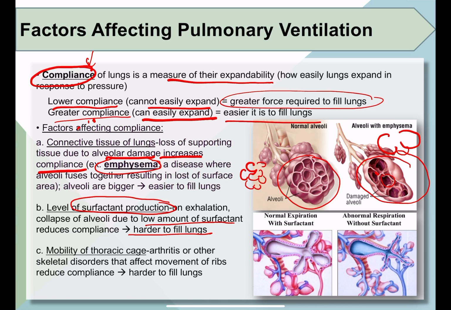And lastly, how mobile one's thoracic cage is also plays a role in compliance value. For example, if a person has arthritis or other skeletal disorder that can affect the movement of your ribs in general, it's harder to increase the size of the thoracic cavity, which means it's harder to fill the lungs, and that will also mean a decrease in compliance value. So make sure you understand these factors that can either increase or decrease compliance values.